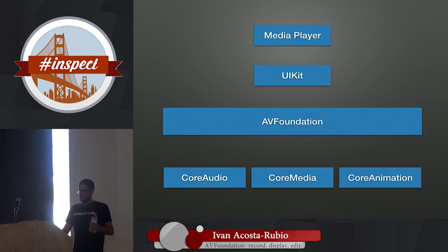So this graph I got from Apple. This is just where AV Foundation lies. It's above Core Audio, Core Video, Core Animation, Core Media, but it's below the UI layer, below UIKit. So you can actually use all of these from the command line, just from my terminal. I don't like that much GUI programming.